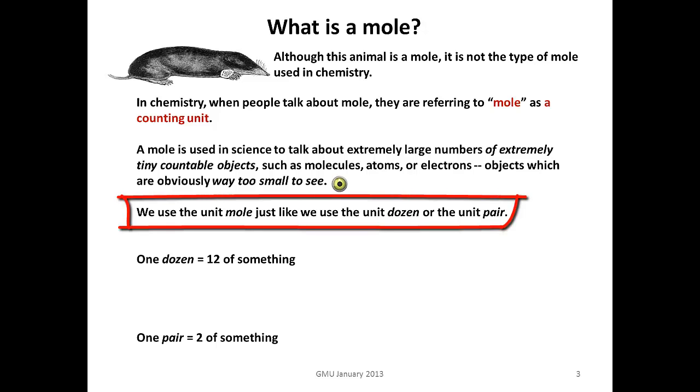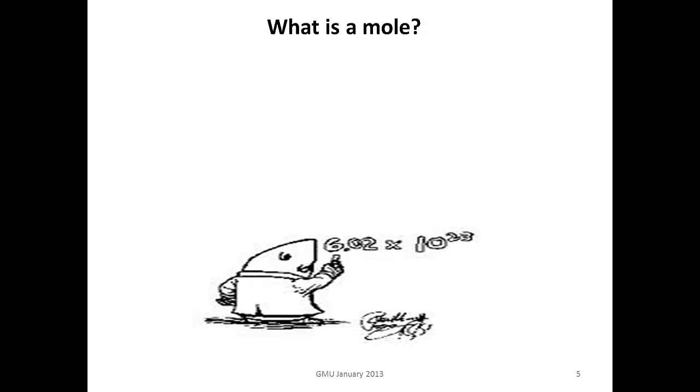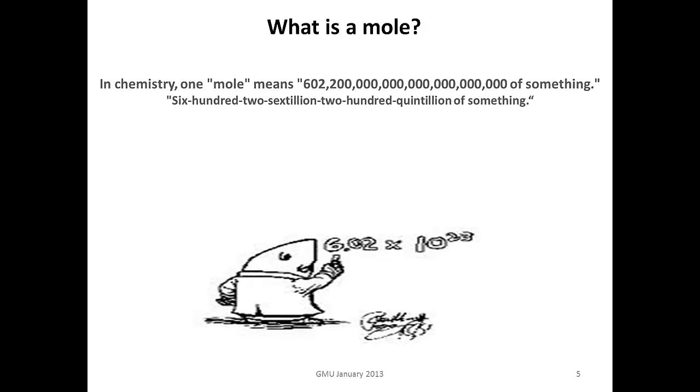We use the unit mole just like we use the unit dozen or the unit pair. 1 dozen equals 12 of something, like a dozen eggs. 1 pair equals 2 of something, like a pair of shoes. The unit we'll be focusing on now is mole.